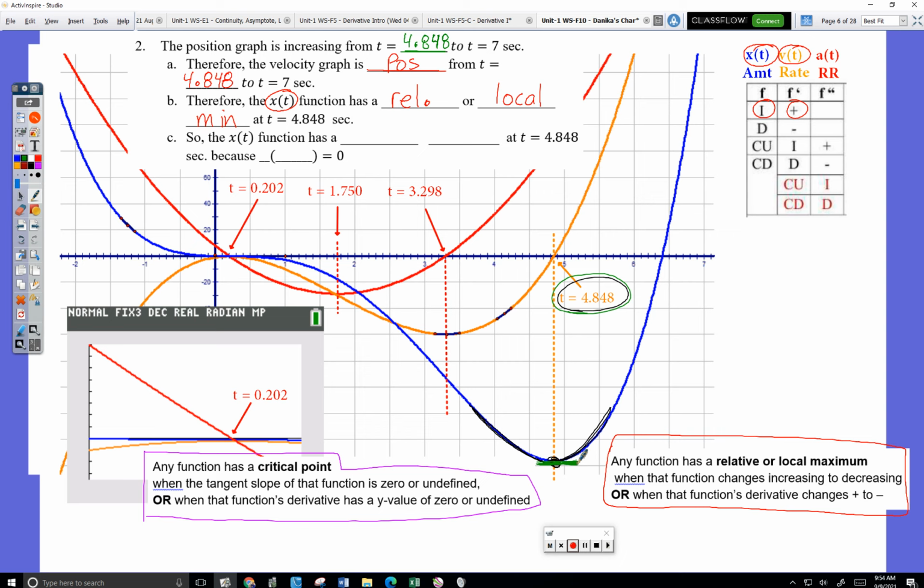The position is not changing. The particle was moving left because its position was getting more and more negative. Then at exactly 4.848 seconds, I don't move anymore. And then in the next instant, I start going the other direction. So for one instant, my position is not changing. Slope means rate of change. So the rate of change of the position right there is 0. When the tangent slope of the position is 0, the position has a critical point. So write that in.